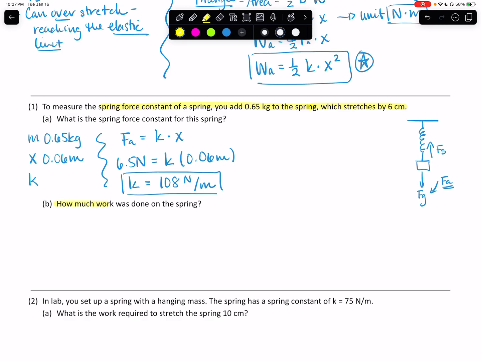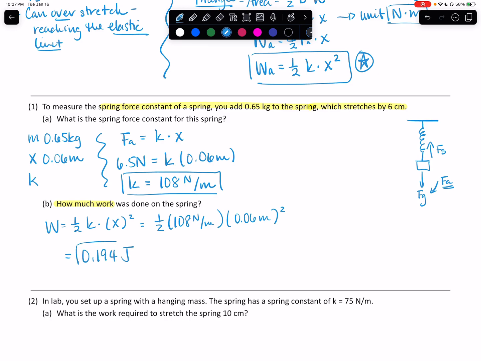For part B, how much work has been done on the spring? Well, we know that work is equal to 1/2 of k times our x value squared. So we have all those numbers: 1/2 of 108 newtons per meter times 0.06 meters squared. We get 0.194 joules worth of work as we stretch this spring the 6 centimeters. Okay, so that's one example.